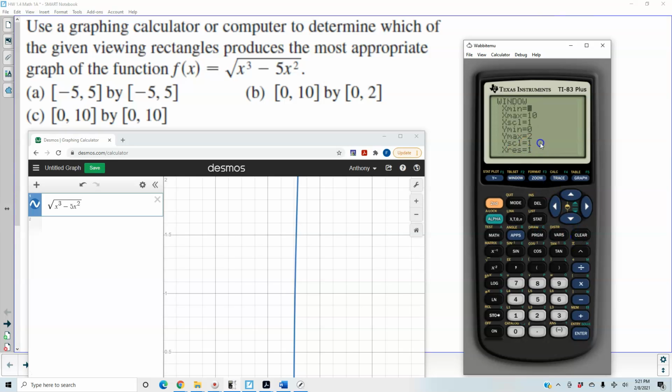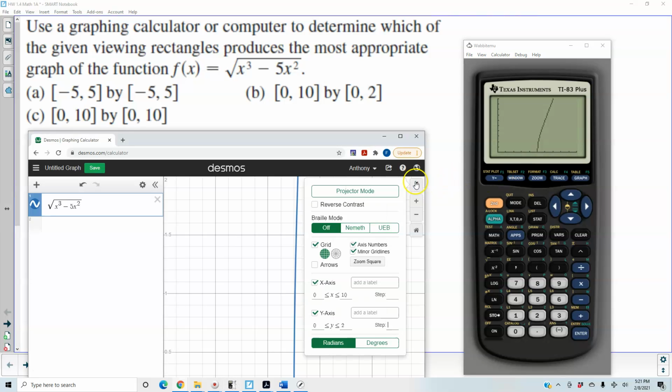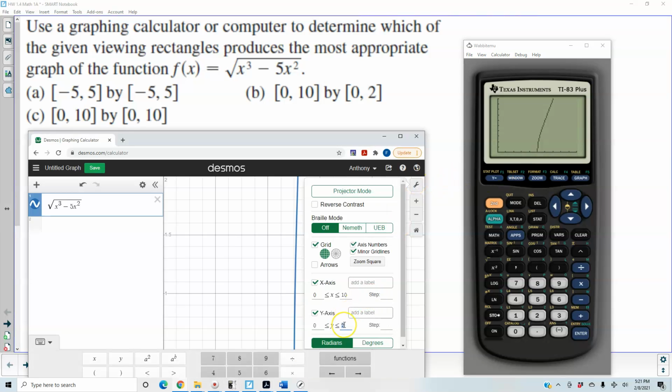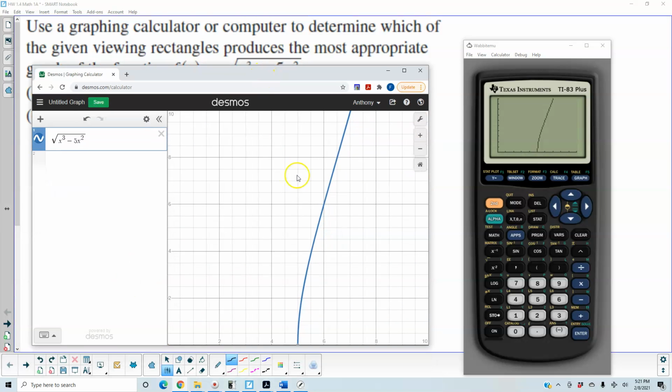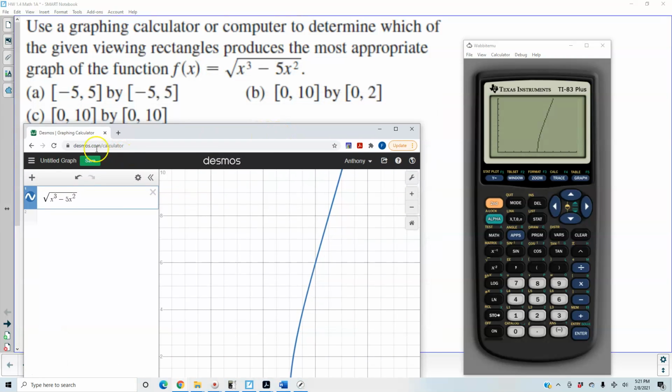So we're going to go 0 to 10. We're going to keep that at 0 to 10. Y minimum, we're going to leave at 0, and then use the y max at 10. And now we see this graph. Over here, we're also going to choose 10. And we can see that this graph shows a better, more appropriate graph using those viewing rectangles.